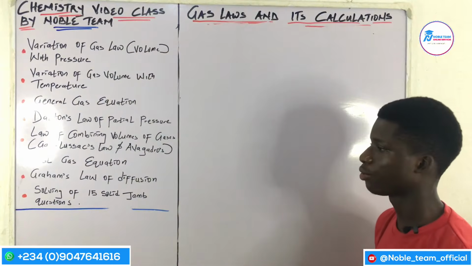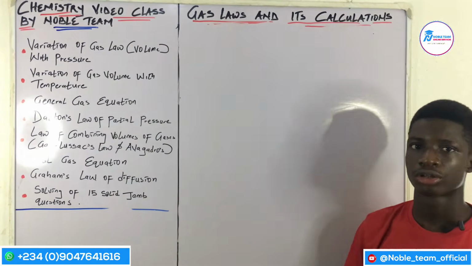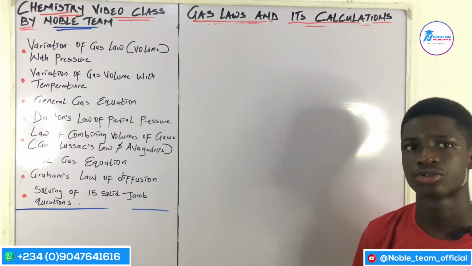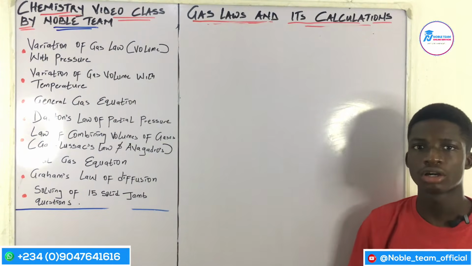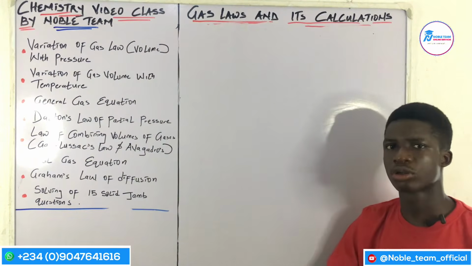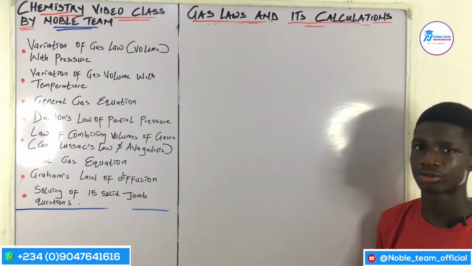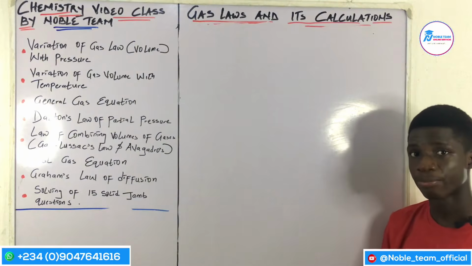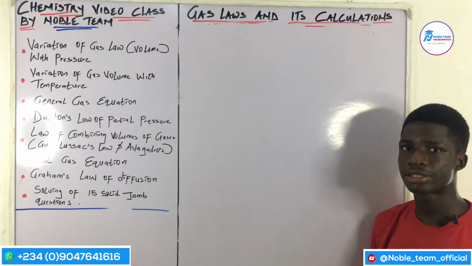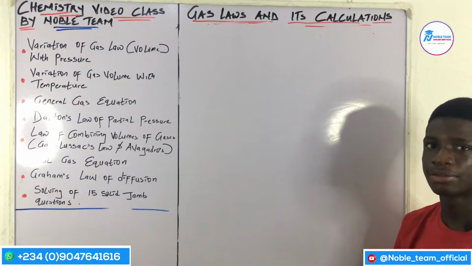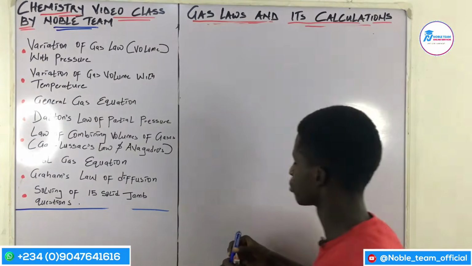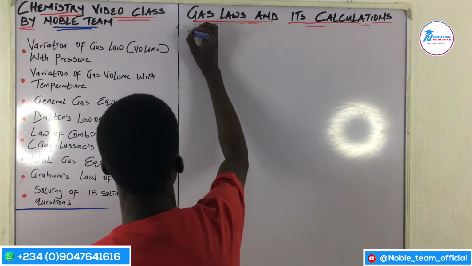Before we dive in, I want us to take note of 3 important things. Once it comes to gas laws, we have pressure, temperature, and volume. And we also have what we call the standard temperature and pressure. In this standard temperature and pressure, the abbreviation is STP. Now we have something of pressure.